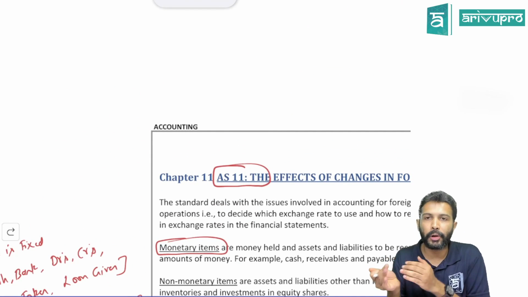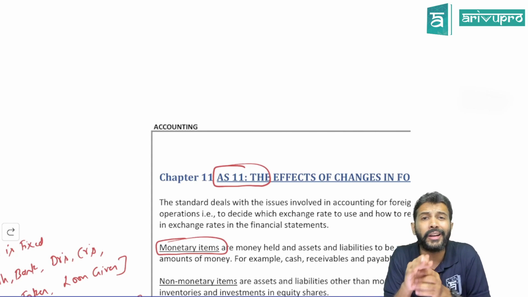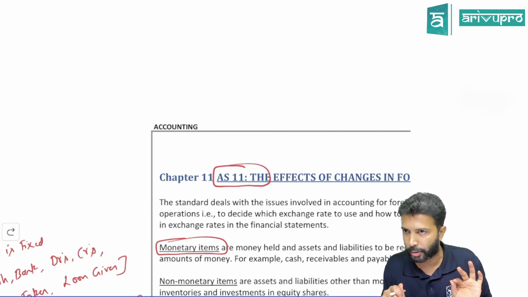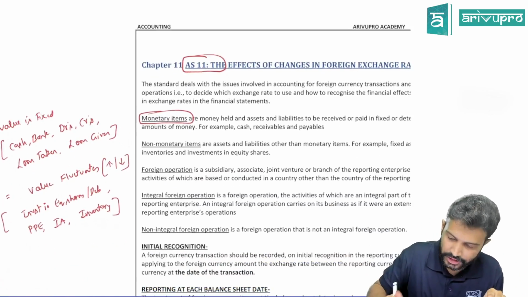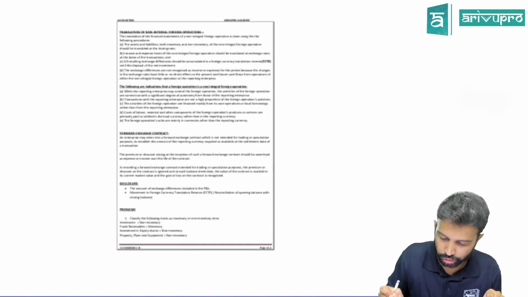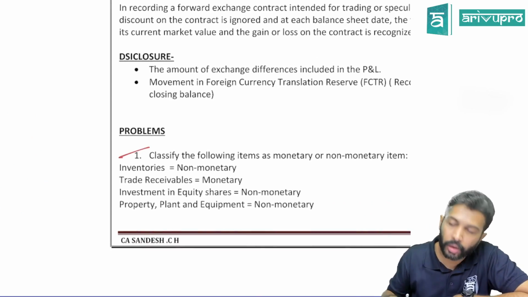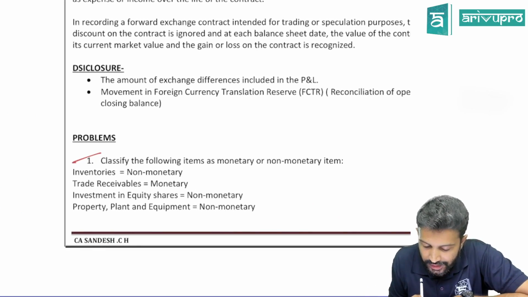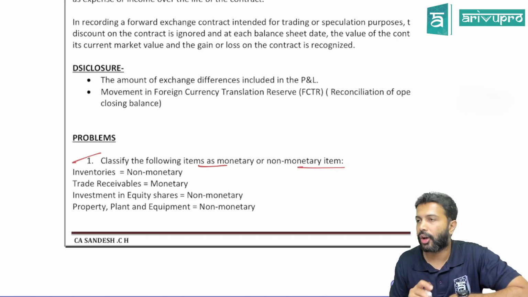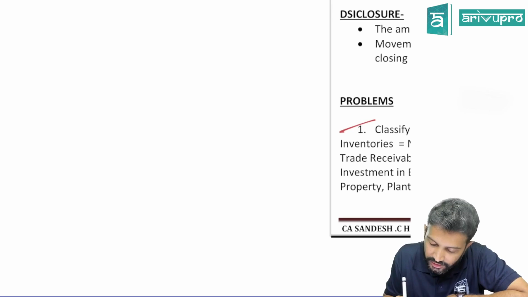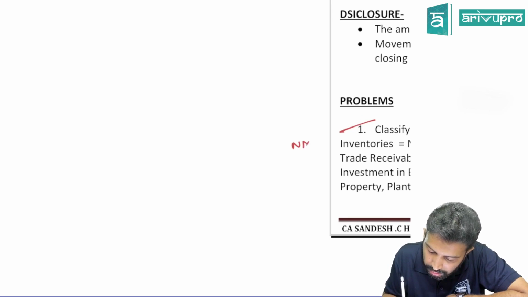Because the treatment under AS11 depends on whether a component is a monetary item or a non-monetary item. This is important. Let's take up one question also, just for our satisfaction, that's all. Come to question number 1. Classify the following items as monetary or non-monetary. Inventory. Inventory is an example of a non-monetary item.